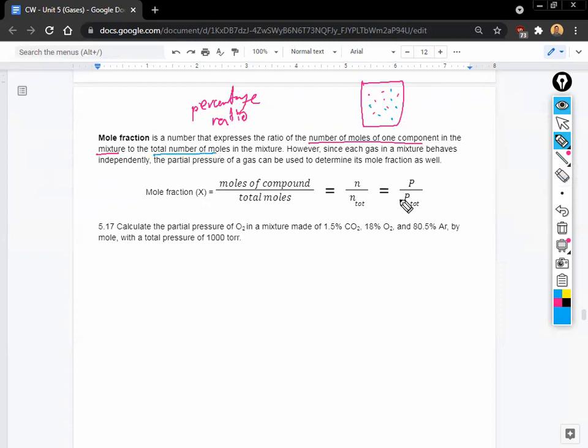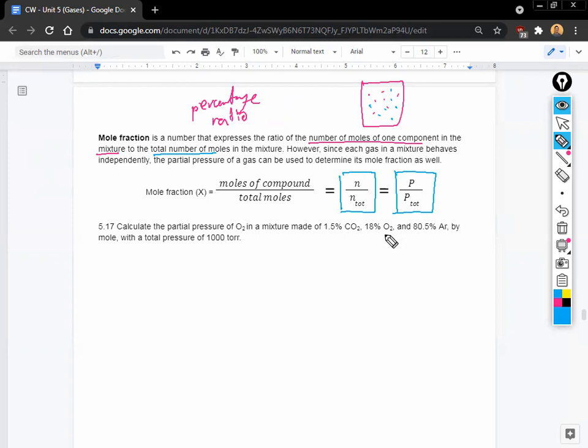Okay, but since each gas in a mixture is kind of independent from one another, we can determine the mole fraction based on the pressure. So based on the partial pressure of each one, we can figure out what the moles are as well.